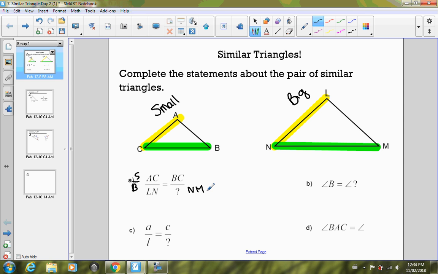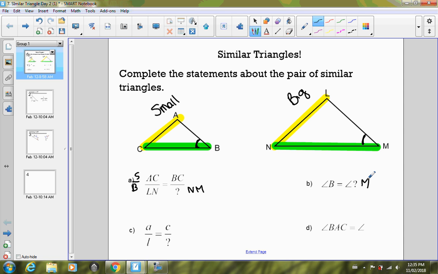Okay, the second thing here says angle B is equal to angle question mark. Well, angle B is right here. So in my big triangle, what angle is in the bottom right? Angle M. So I'm going to fill that in.